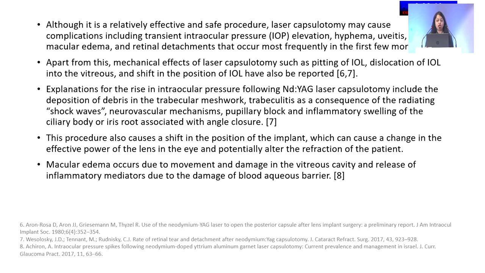Explanations for the rise in IOP following ND-YAG laser capsulotomy include deposition of debris in the trabecular meshwork, trabeculitis, neurovascular mechanisms, pupillary block, and inflammatory swelling of the ciliary body or iris root. This procedure also causes a change in the position of the implant, which can change the effective power of the lens in the eye and potentially alter the refraction of the patient. Macular edema occurs due to movement and damage in the vitreous cavity and release of inflammatory mediators due to damage of the blood-aqueous barrier.